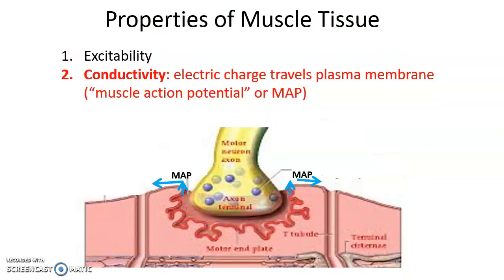Conductivity. Conductivity is that an electric charge actually moves along the plasma membrane of the muscle. So after those neurotransmitters bind to the muscle surface, that will generate a muscle action potential. This is a current that will travel down the plasma membrane along the length of the muscle cell. So conductivity can carry an electric charge along its plasma membrane.